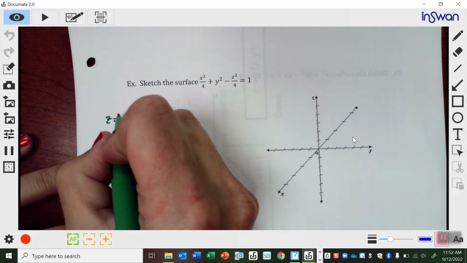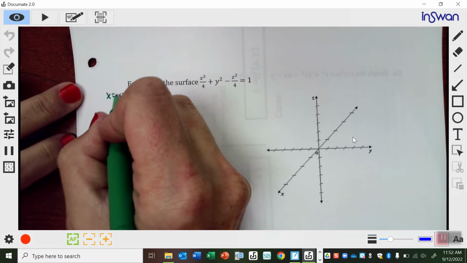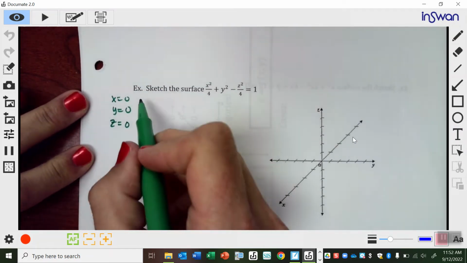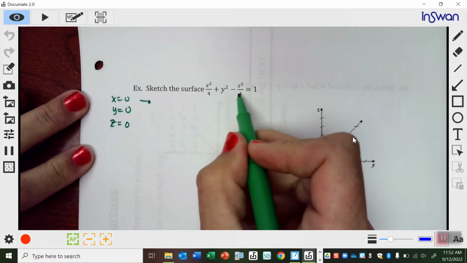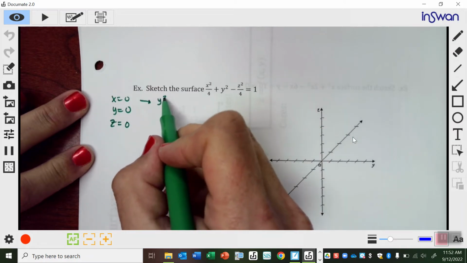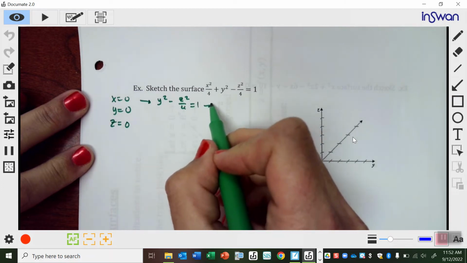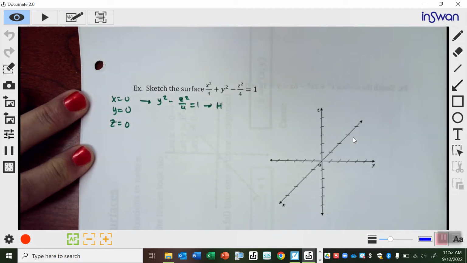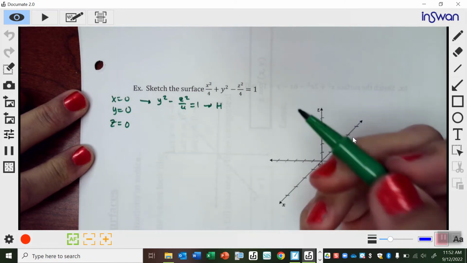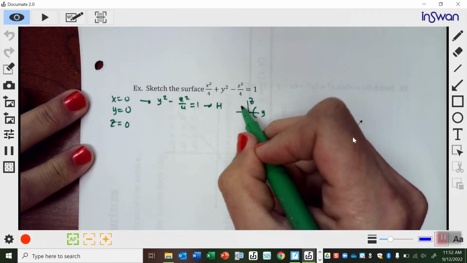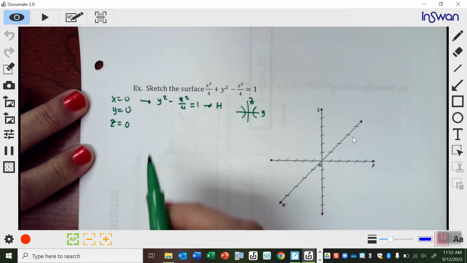So I want x equals 0, y equals 0, and z equals 0. When x is equal to 0, we have these two left over: y squared minus z squared over 4 equals 1. That is a hyperbola crossing the y-axis. If we have our y and our z, it's crossing the y-axis, right? Because the y is in front.